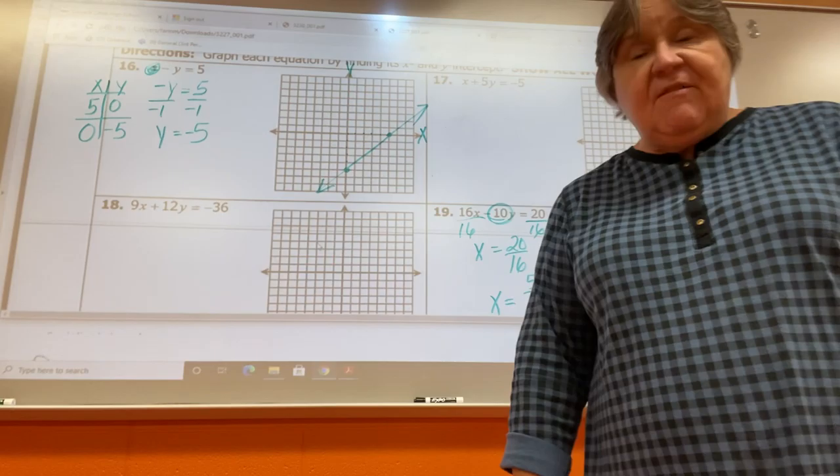This one, x and y intercepts. Again, make your table. If x is 0, then that's not there. So you have to get rid of the negative 10 by dividing. So y equals negative 2. Okay.